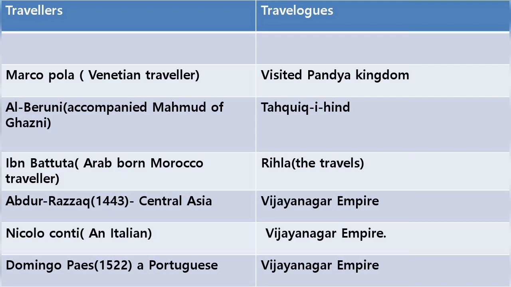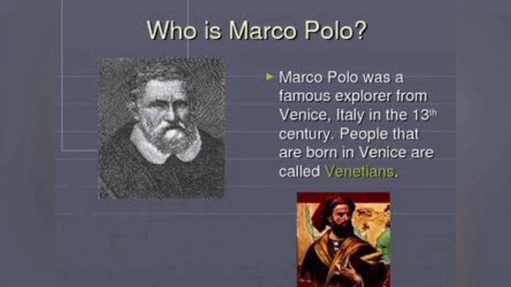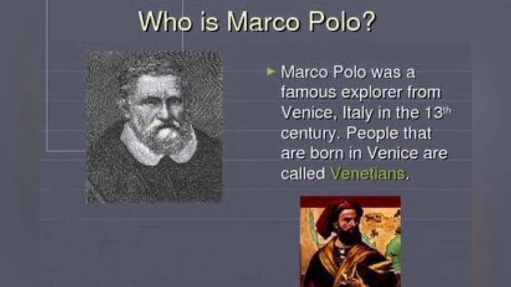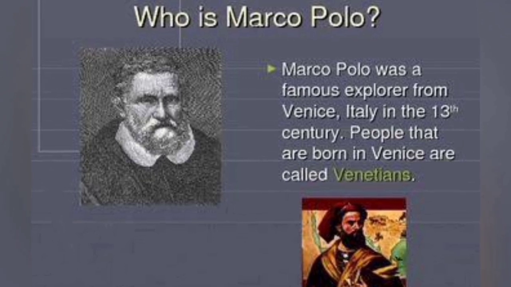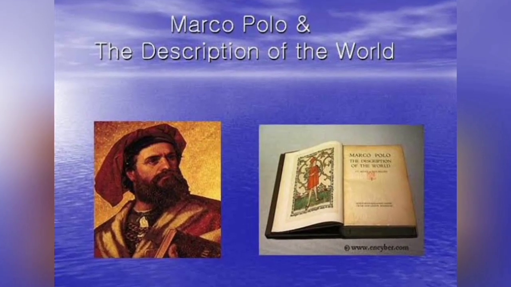So now let's see some travelogues which are mentioned in your textbook. The first one is Marco Polo. Marco Polo, a traveler from Vietnam. So he is a Vietnamese traveler. He visited the Pandya kingdom and he landed at Kayal. Kayal is a port in Thoothukudi district. He landed twice at Kayal port.